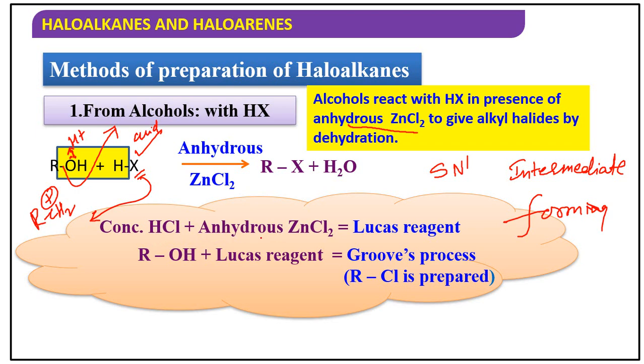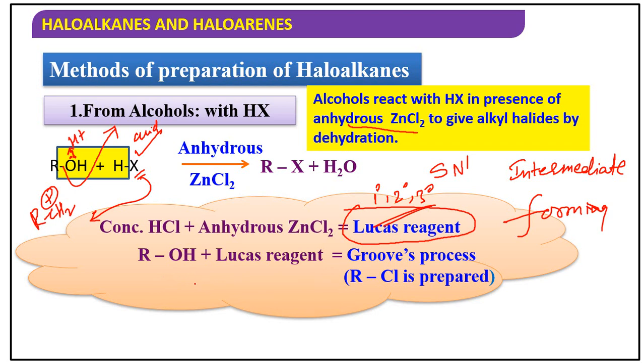So concentrated HCl and anhydrous zinc chloride is known as Lucas reagent. You have to remember this, it is important in the viva and the practical exam also. This Lucas reagent is also used to distinguish primary, secondary, and tertiary alcohols.